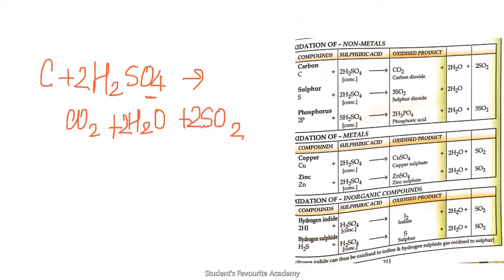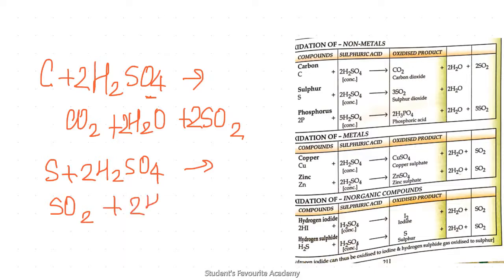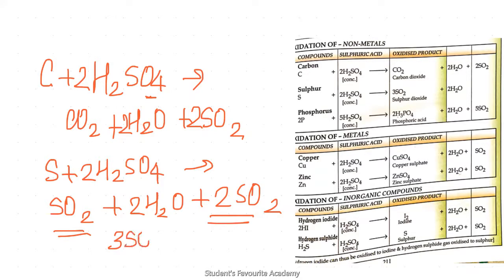Similarly with sulfur, if it is reacting, children, what is formed? Sulfur, when it reacts with 2 times H2SO4, first forms SO2, then 2H2O, and then again 2 times SO2. Now this SO2 and this SO2 combine to form 3 times SO2 plus 2H2O. So if you see, the non-metal which is reacting forms its oxide, because this is an oxidation process. And on the side, what is released is water and sulfur dioxide.